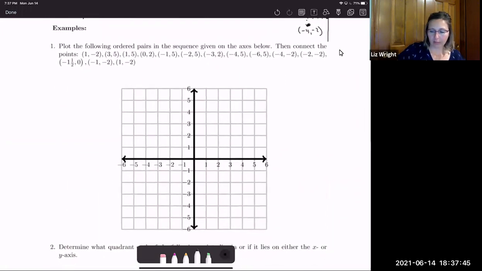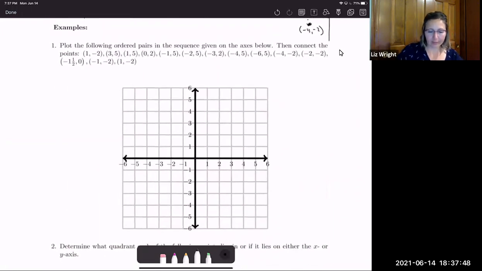All right, in this example, it says plot the following ordered pairs in the sequence given on the axes below, then connect the points. So first, we're going to draw that ordered pair of 1, -2. I'm going to cross that one off so I don't lose my place. Then I'm going to do 3, 5. So over 1, 2, 3, up 1, 2, 3, 4, 5.